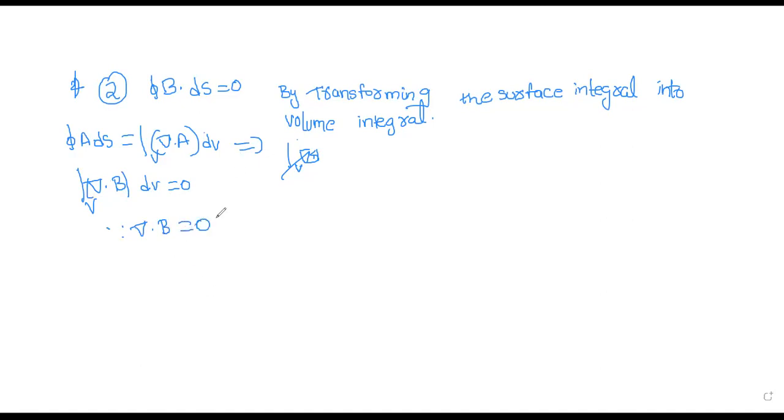We started with the integral of B into ds is equal to 0. By transforming the surface integral into a volume integral, any variable in the form of A into ds, here B into ds, can be compared, and we got that the volume integral of del dot B into dv is equal to 0. Since the volume is arbitrary, you can just write del dot B is equal to 0.